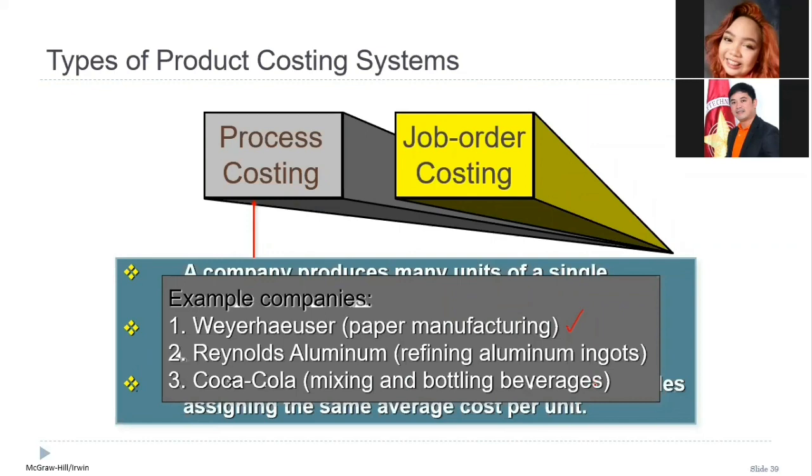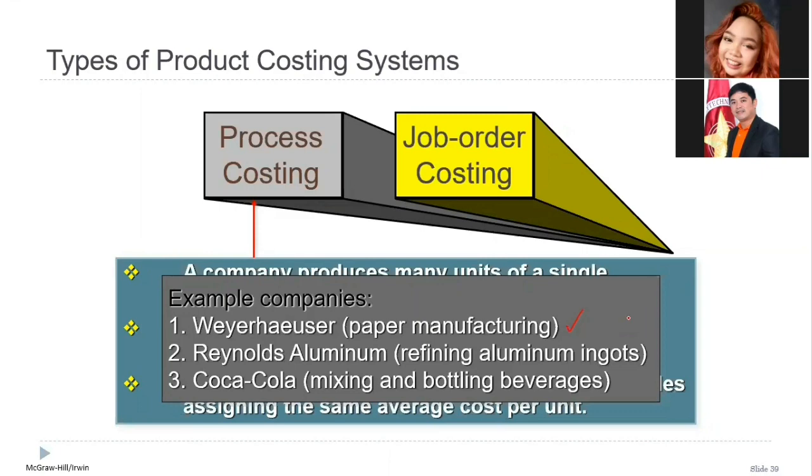And then other companies that would benefit from process costing, itong Reynolds Aluminum, yung refining, and of course Coca-Cola, malamang kilala natin lahat to. Certainly the desire of all three of these companies is to make each unit of output consistent with the quality standards established. So Coca-Cola bottled, for example, sa ibang bansa, sa California, should taste identical to the same product bottled in New York City, in Philippines, so dapat pare-parehas po yun kahit saan gawin.